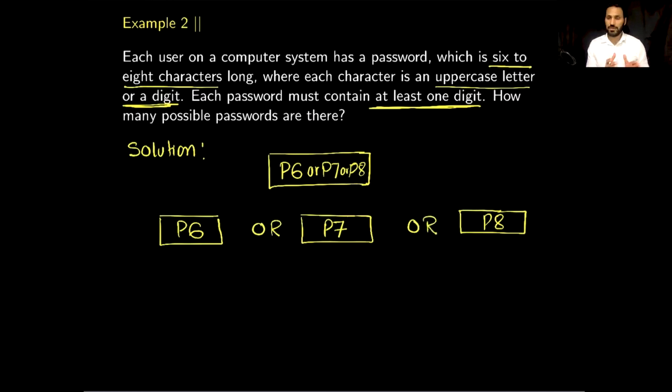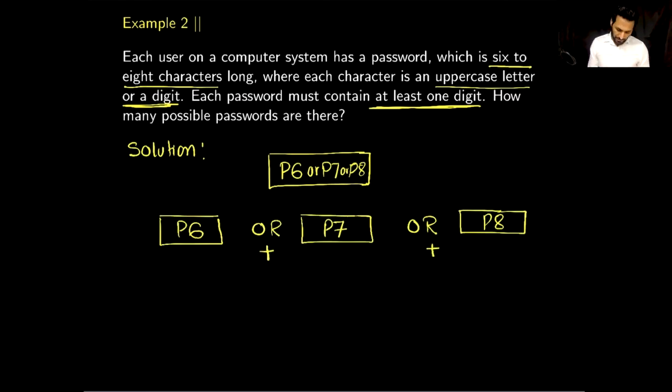because either the password can be 6 characters long, or it can be 7 characters long, or it can be 8 characters long. So you cannot have a password which is both 6 and 7 characters long. Either you can have the 6 characters, or you can have the 7 characters. And there is no commonality between these. So we can just use the addition rule to calculate the total number of passwords.